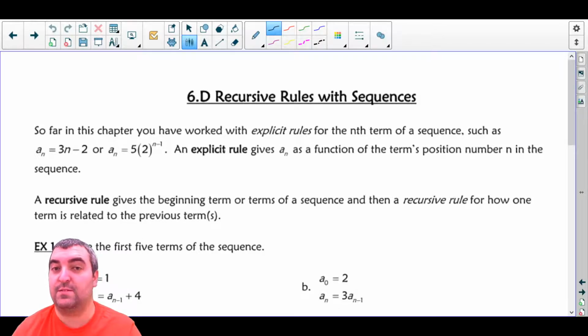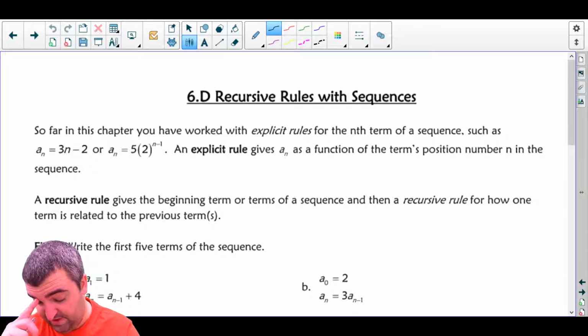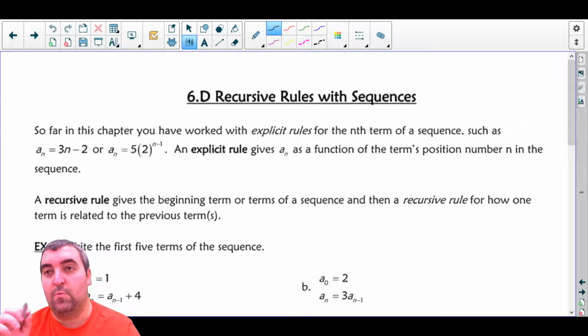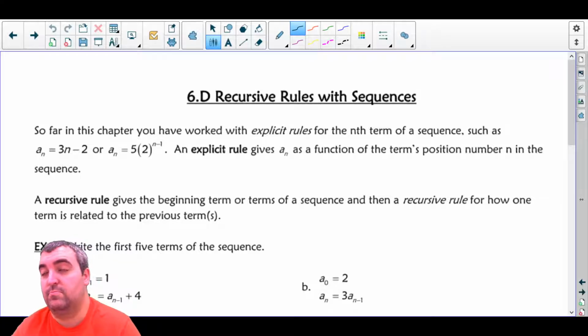So we've talked about explicit rules, which were like the arithmetic sequence, the geometric sequence. The explicit rules are ones where the n is part of the rule, right? So you can see here like a sub n equals 3n minus 2. That's an explicit rule. Same thing with the other one, 5 times 2 to the n minus 1. It's explicit because the way we find the term is we substitute in the term number. So if I want to find the 100th term, I just put in 100.